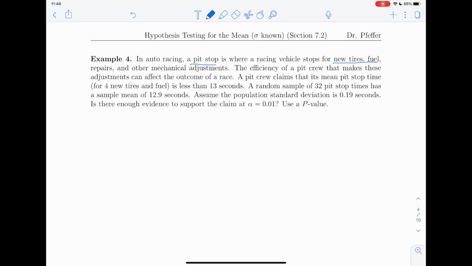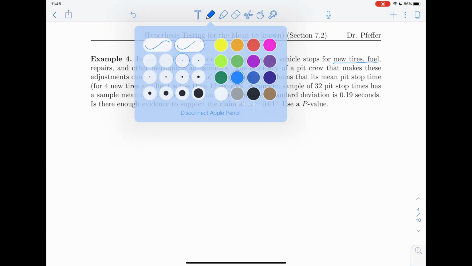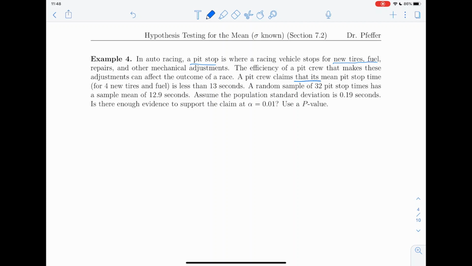The efficiency of a pit crew is super important. If these cars are going upwards of 200 miles an hour, then if you stop for, say, 15 seconds, that's probably the better part of a quarter to half a mile that all the other cars gain on you. So you want to minimize the amount of time your pit stops take. A particular pit crew claims, and as soon as we read the word claim, we're hyper-vigilant, that its mean pit stop time is less than 13 seconds.